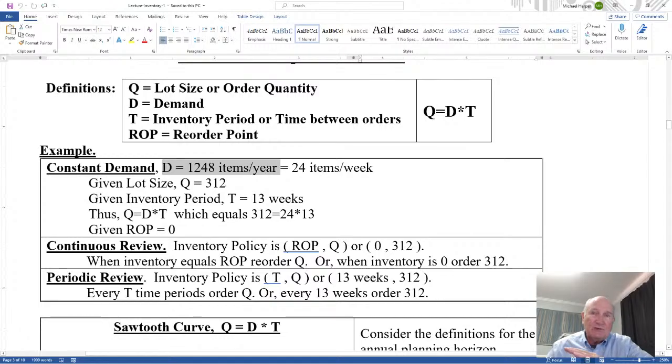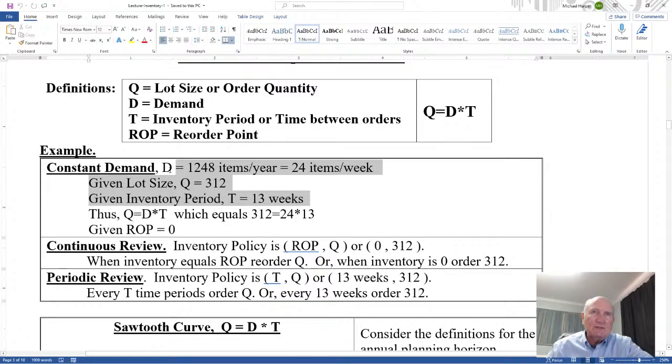It's a constant rate, so it can be prorated. I can divide that by the 52 weeks in a year, and I get 24 items a week. 1248 divided by 52 is 24. That's given. Also, the lot size, let's say, is 312. The inventory period is 13 weeks.